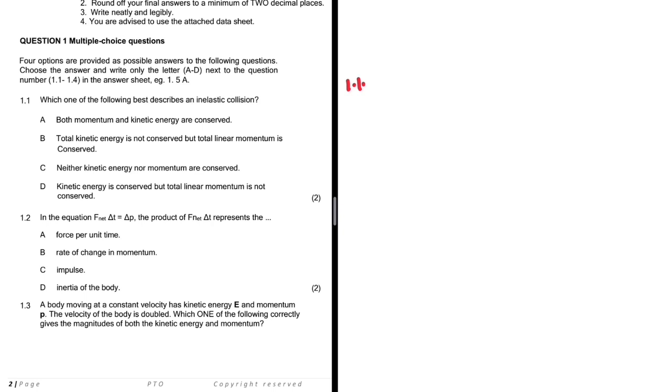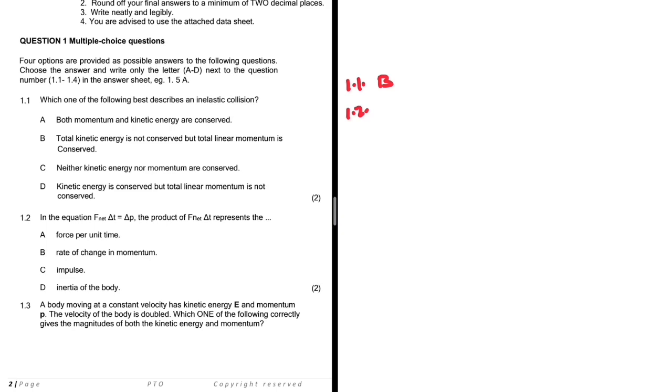Option A, both momentum and kinetic energy are conserved. That would be an elastic collision, not an inelastic collision. So A cannot be our answer. B, total kinetic energy is not conserved, but total linear momentum is conserved. We need to look no further. The correct answer to 1.1 is B.